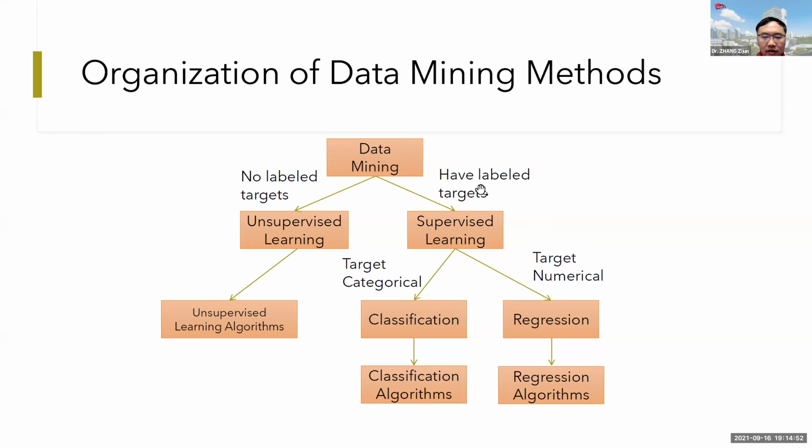Also, based on the characteristics of the label targets, if the target is categorical, then the algorithm belongs to the classification set, meaning a classification algorithm. If the target is numerical, then we say the algorithm is a regression algorithm. So they will be divided into classification algorithms and regression algorithms. Our review will start with the unsupervised learning algorithms, then gradually move to classification and regression algorithms.